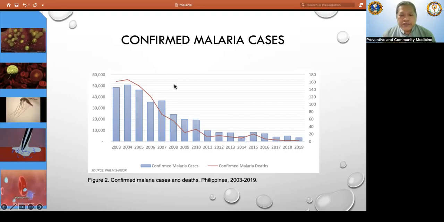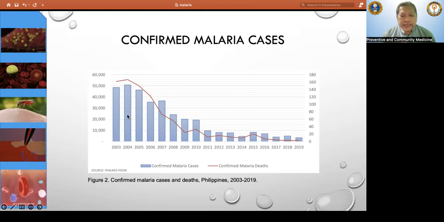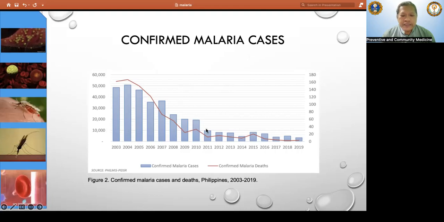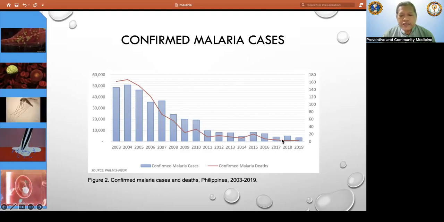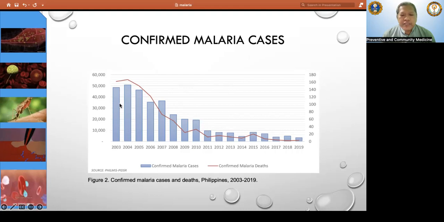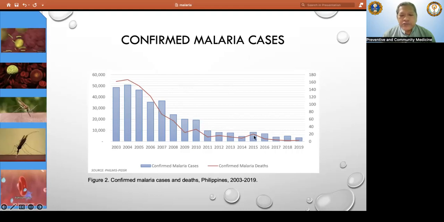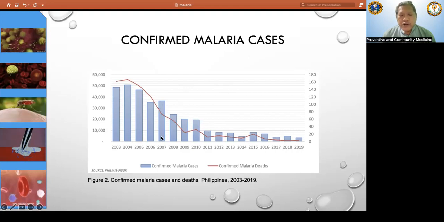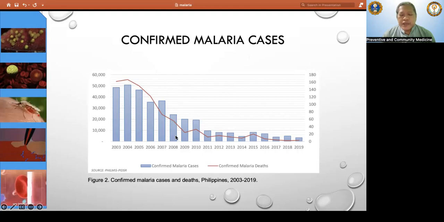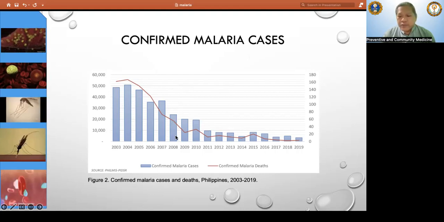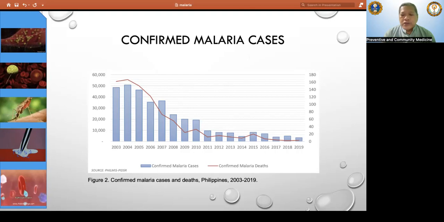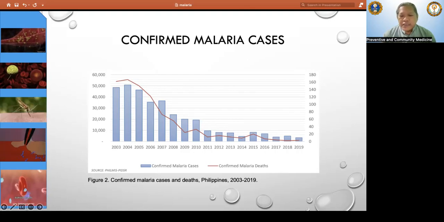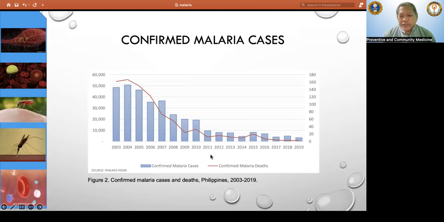Okay, so these are the confirmed malaria cases. These are the bars. So you can see it's decreasing through the years. And even the malaria deaths are also decreasing through the years. So we now know how to properly treat malaria. That is part of the program that I will show you later on, why deaths due to malaria in the Philippines are decreasing. Okay.